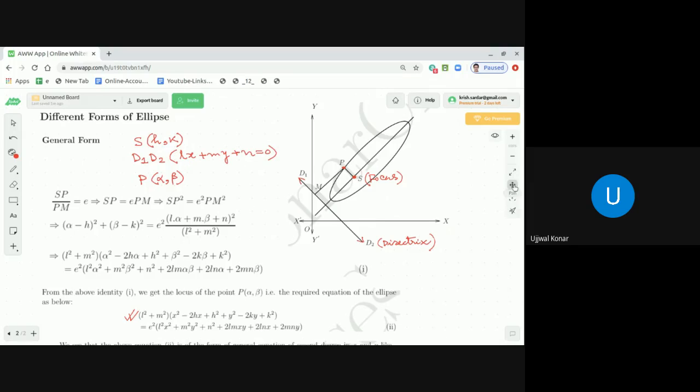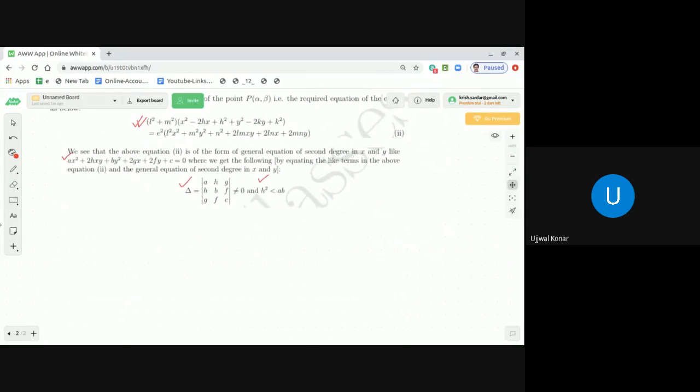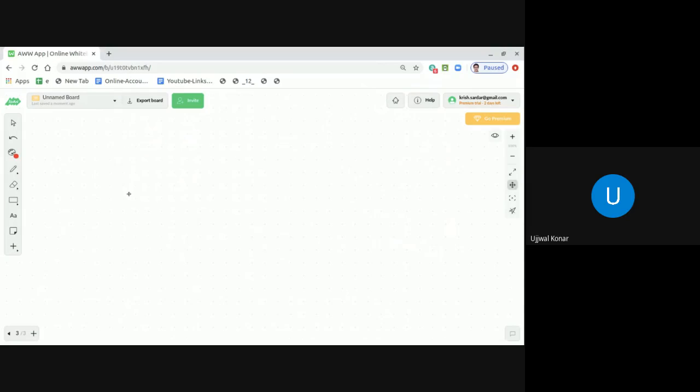Now, what we are going to discuss, which is most practical and widely used, is called the standard form. And that I'm going to discuss now, dear students, in the next topic. So we are going to discuss the standard form of an ellipse. If you recall the parabola class, dear students, there also we discussed the general form and the standard form. So here also we are going to discuss both. We already discussed the general form. Now we are going to discuss the standard form.